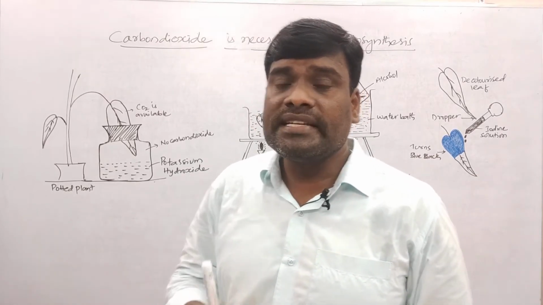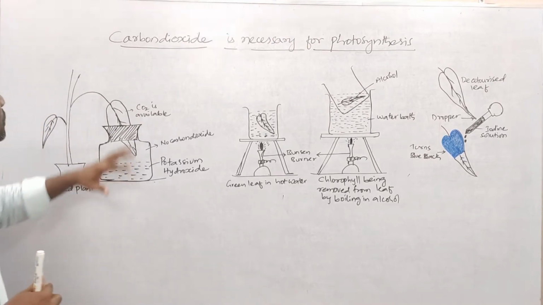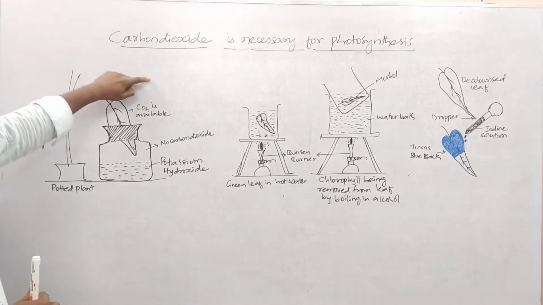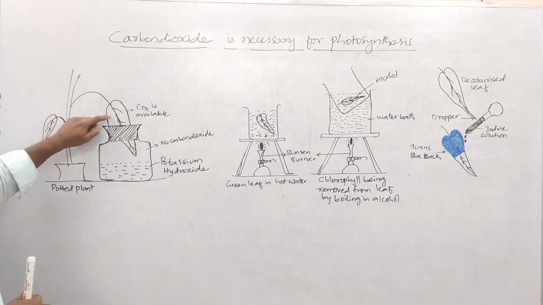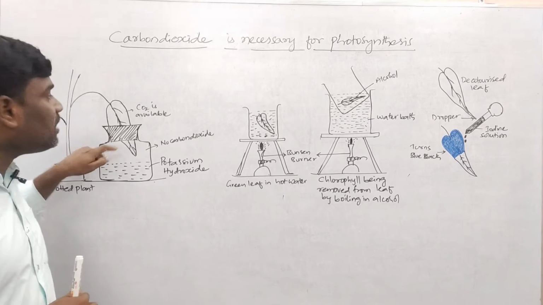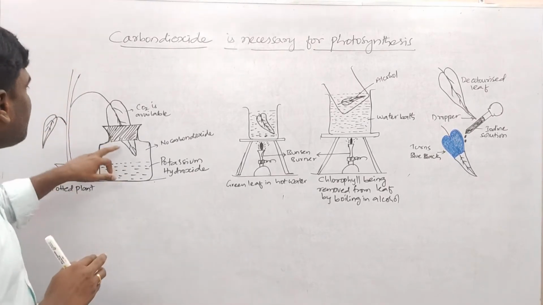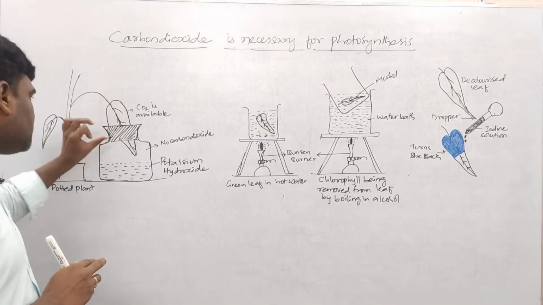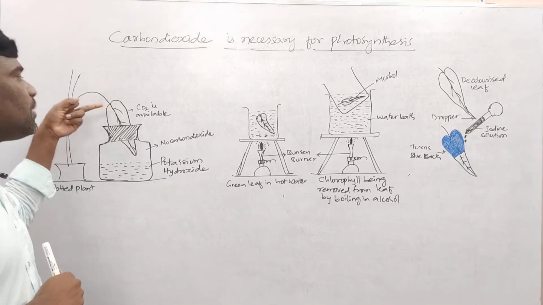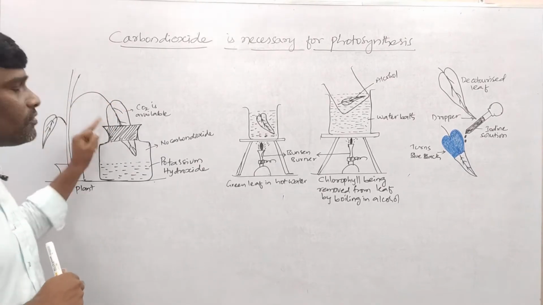When you place it in the sunlight, what happens, children? Let us see here. When you place it in the sunlight, carbon dioxide is available for the leaf which is outside the bottle, and inside the bottle there is no carbon dioxide, isn't it? But sunlight is present for the part of the leaf which is inside the bottle as well as the part which is outside the bottle, and the water is already reaching the plant.